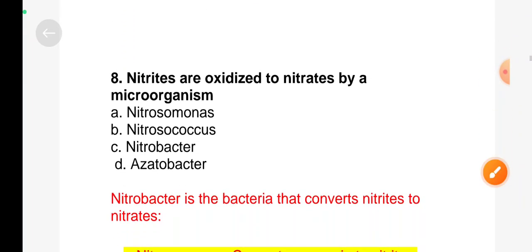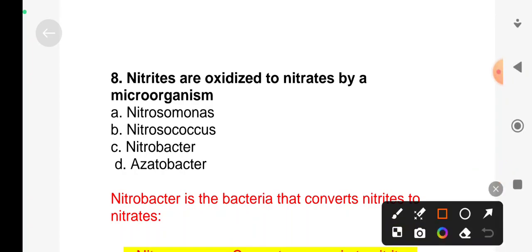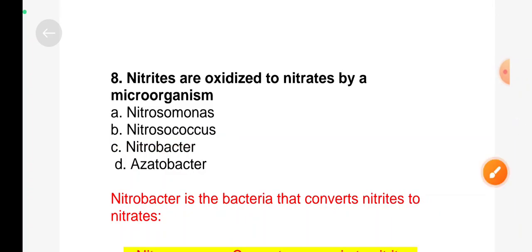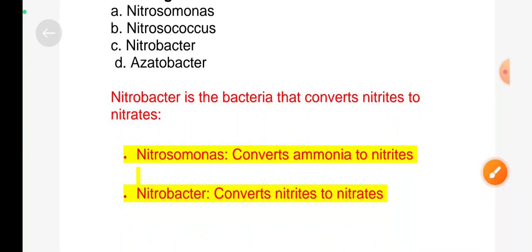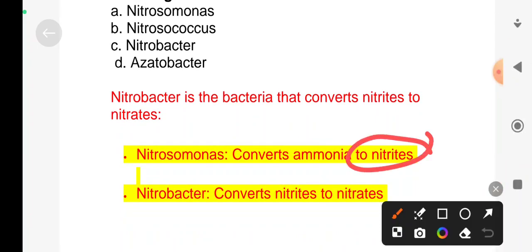Next question. Nitrites are oxidized to nitrates by a microorganism: option A, Nitrosomonas; option B, Nitrosococcus; option C, Nitrobacter; option D, Azotobacter. Correct answer is option C, Nitrobacter. Nitrobacter is the bacteria that converts nitrites into nitrates. Nitrosomonas converts ammonia to nitrites and Nitrobacter converts nitrites to nitrates.